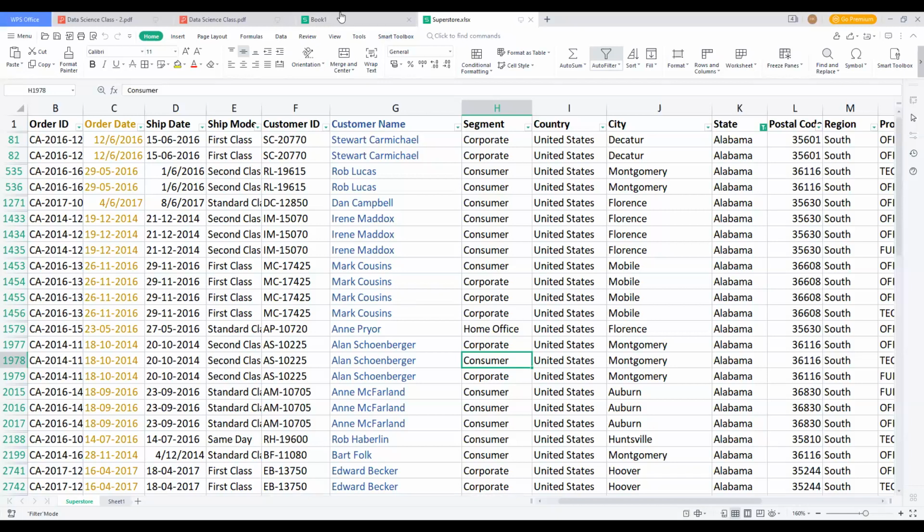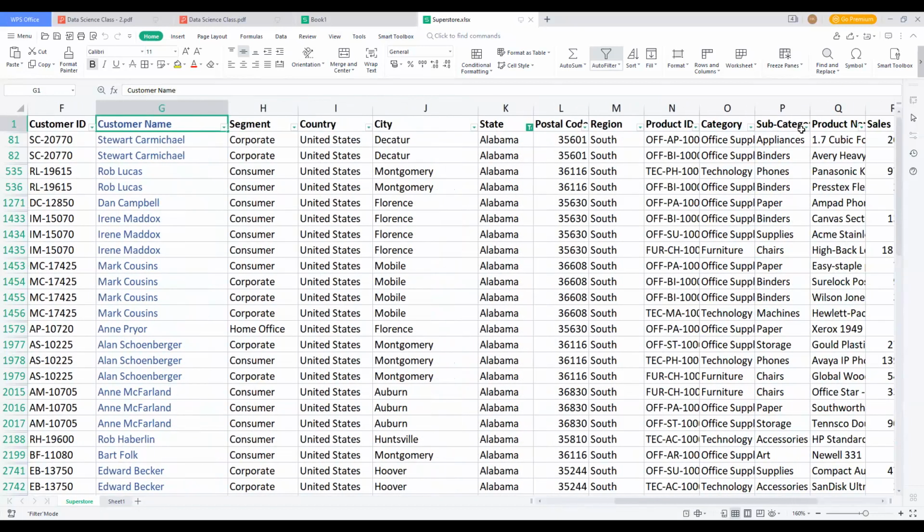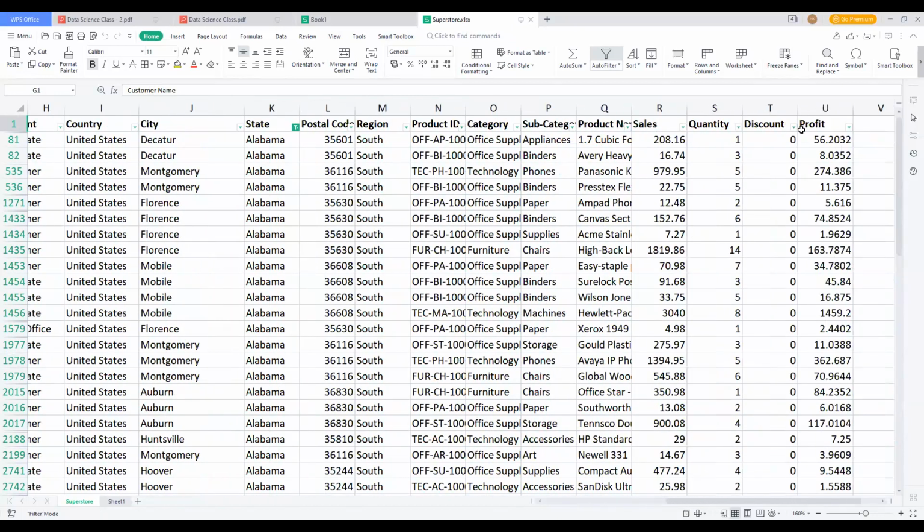Considering this is superstore data which is with us, here we have each and every piece of information about a product: the order ID, order date, ship date, ship mode, customer ID, customer name, segment, country, city, state. So everything is gathered.